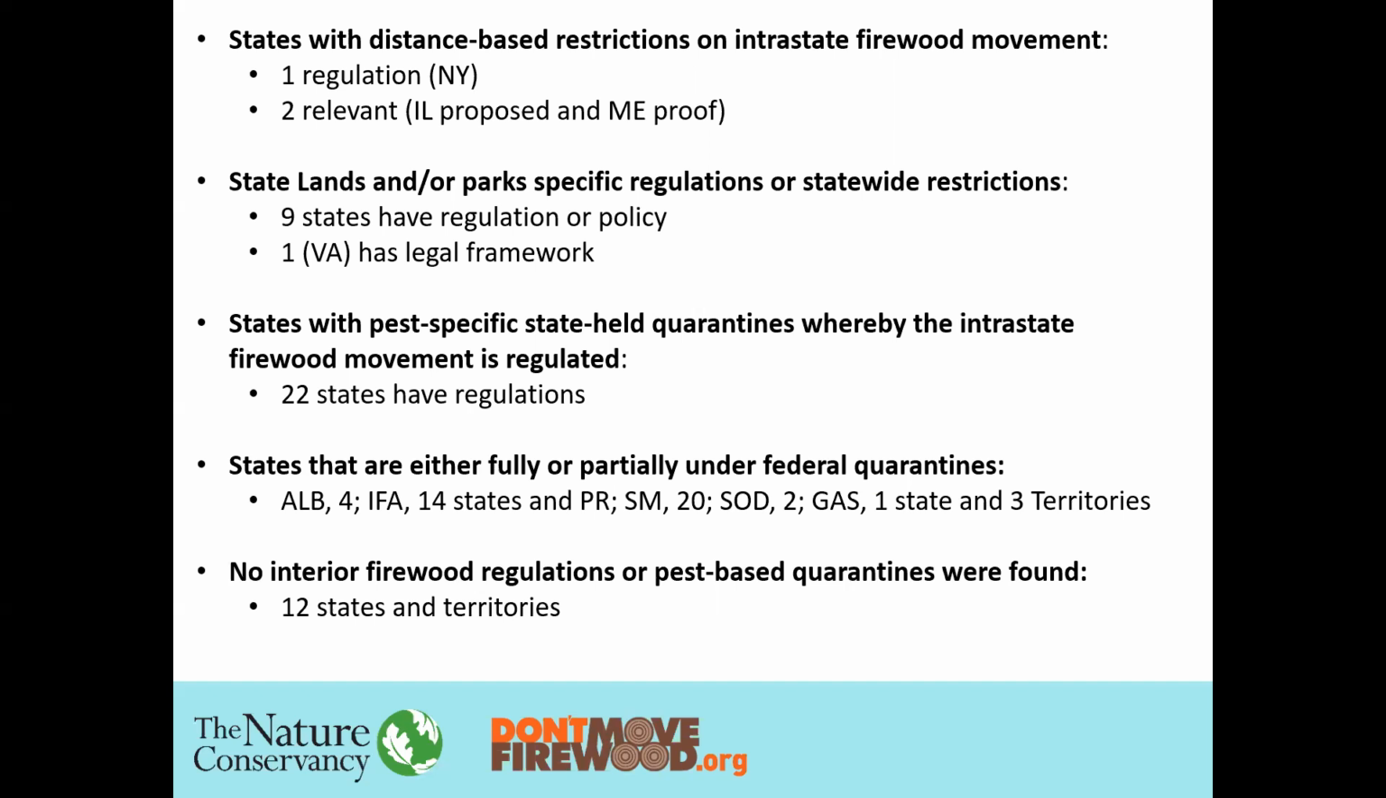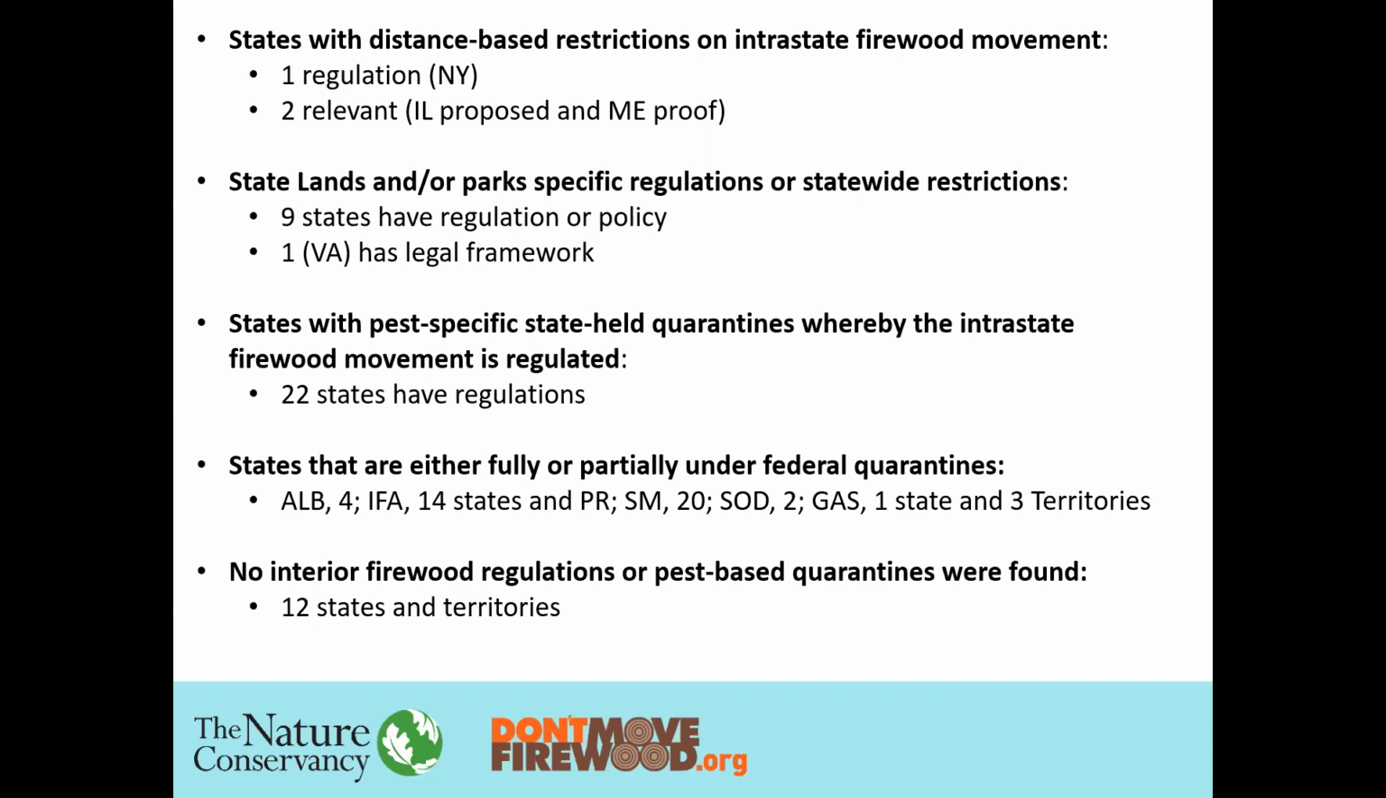For the different federal quarantines, we've got a number of different either full or partial movement regulations that apply. So I'll spell out these acronyms for everybody. For Asian longhorn beetle, there are 4 states that are partially under federal quarantine. That means that you can't move firewood from an Asian longhorn beetle quarantined area out of that region into the rest of the state or anywhere else. For imported fire ant, also called red imported fire ant, there are 14 states that are under federal quarantine, either partially or fully, including Puerto Rico.